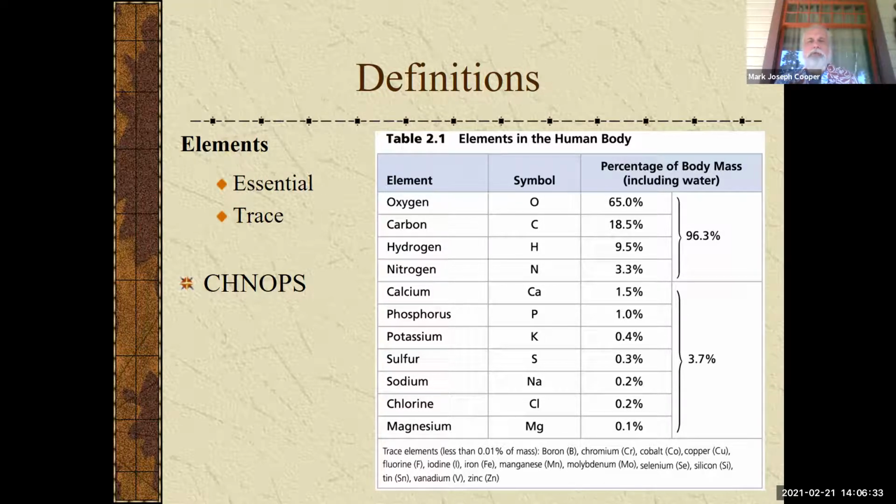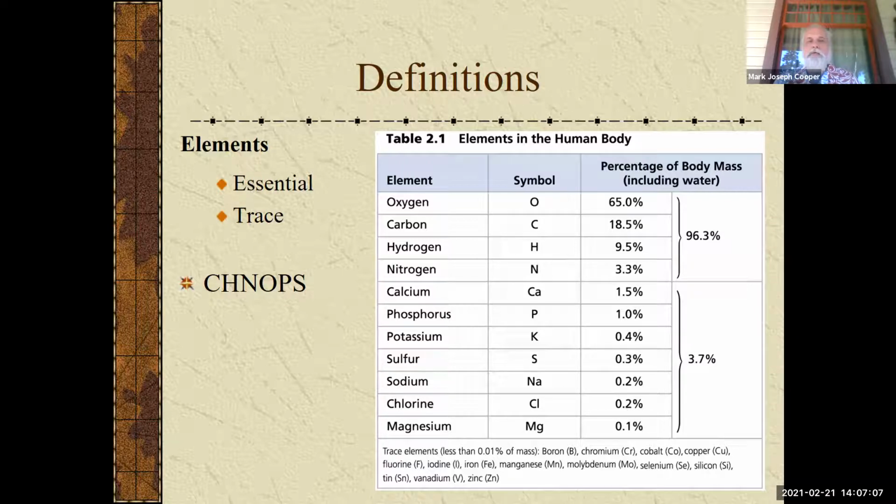So no worries. But what I do want you to know, there are essential elements that we need, and then there are some trace elements. So what I do want from you or need you to know is that I'm going to give you the word CHNOPS, which you see on there, and that stands for the 6 elements I want you to know.